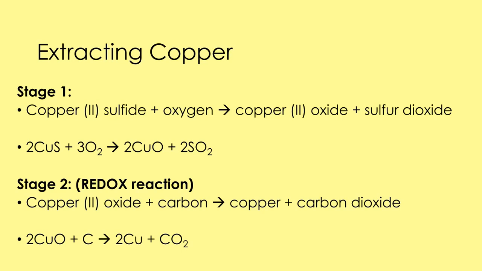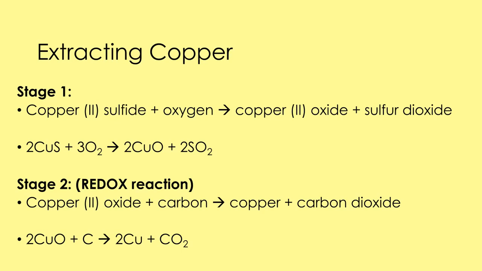Instead, you react the copper sulfide with oxygen to give copper oxide and sulfur dioxide. Then the copper oxide that you've produced in that stage one can be reacted with the carbon to give you the copper, which is what you want, and carbon dioxide. You need to learn both the word equations for that process and the balanced, simple equations.